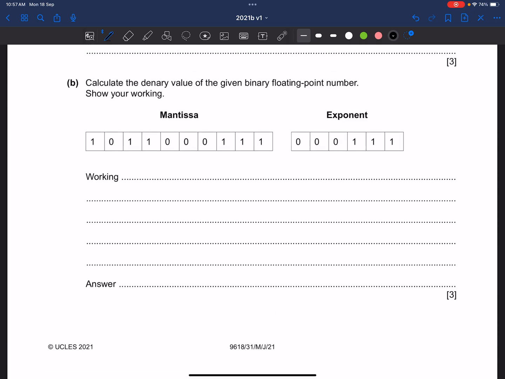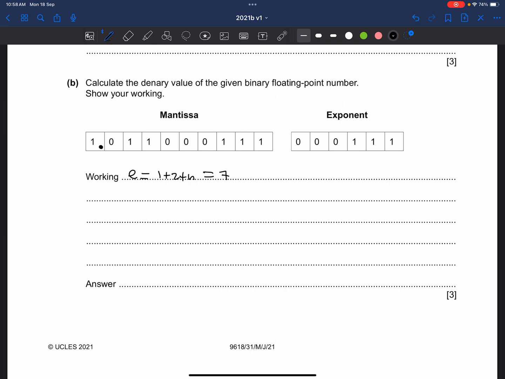Now for part B, we want to calculate the denary value of this floating point number. So first we're going to calculate the exponent, which, as we know from general binary rules, this is 1, 2, and 4. Therefore 1 plus 2 plus 4 is equal to 7. Now we always assume that the decimal point is here in between the first 2 values in the mantissa, and we're going to use 2's complement to convert it, as it is currently negative.